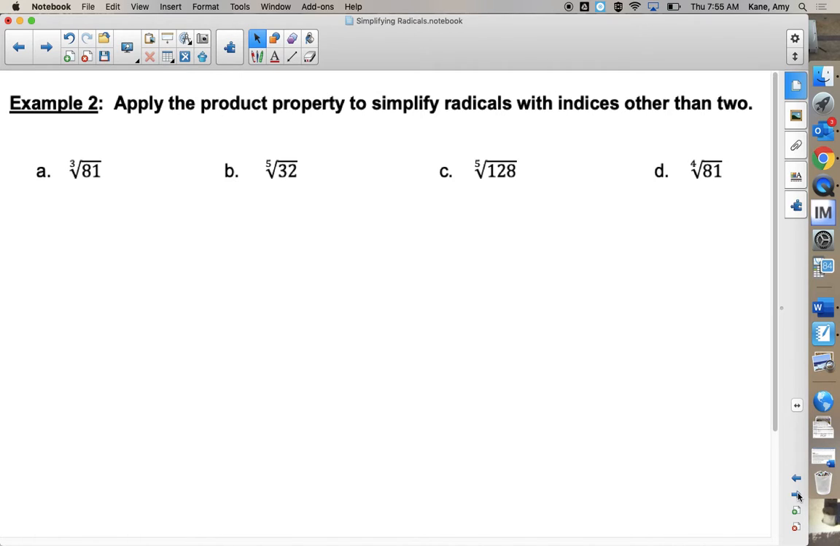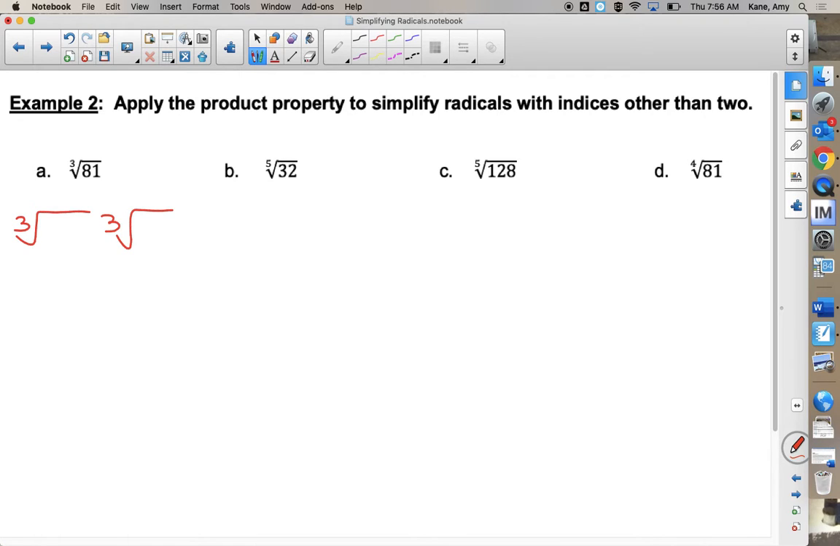The power is a 3. And we have the cube root of 81. Your goal is to find a perfect cube that breaks into 81. And it has to be from that list. So just like square roots, it works the same way, except now we have a cube root. So from your cube list, what number in that list goes into 81?